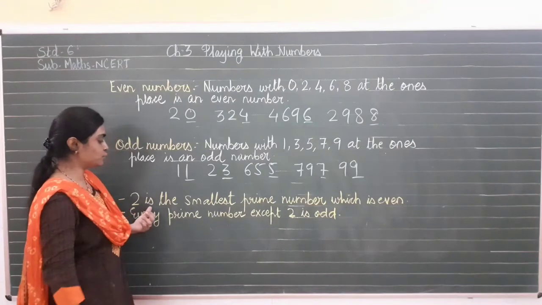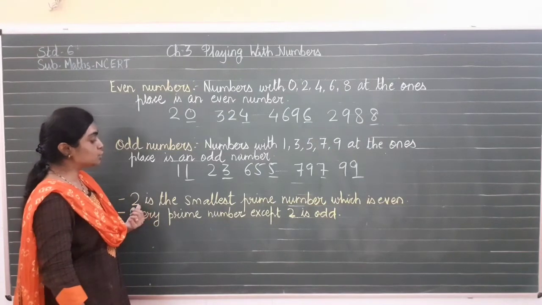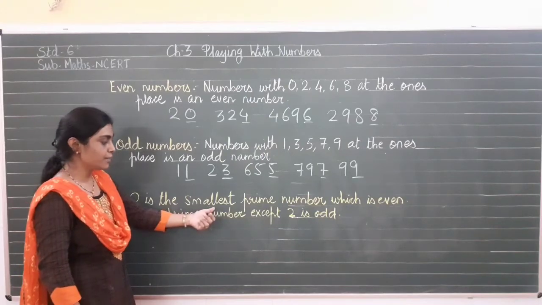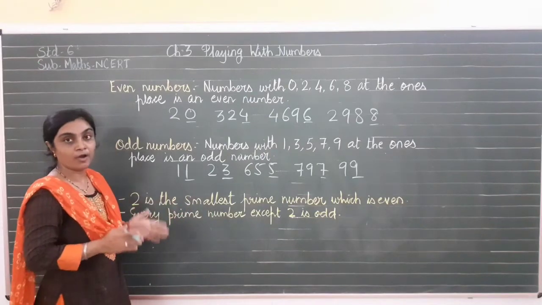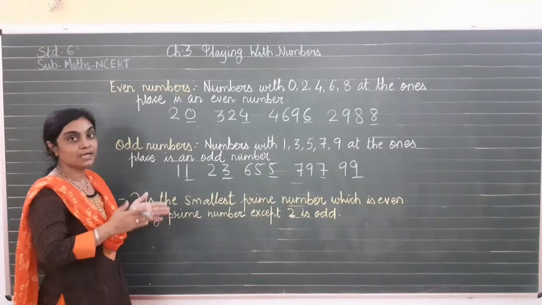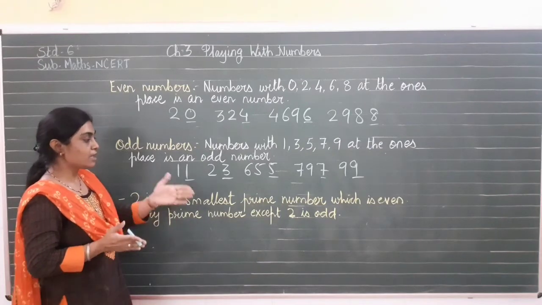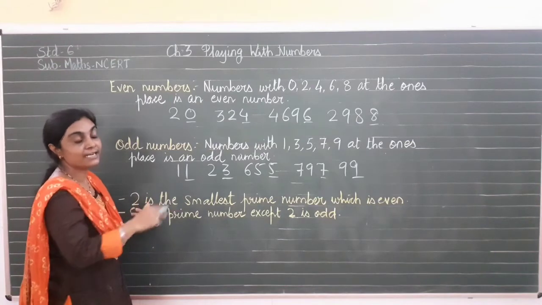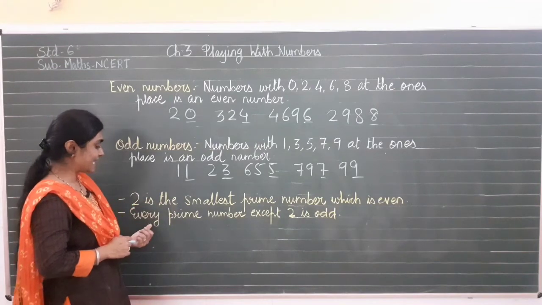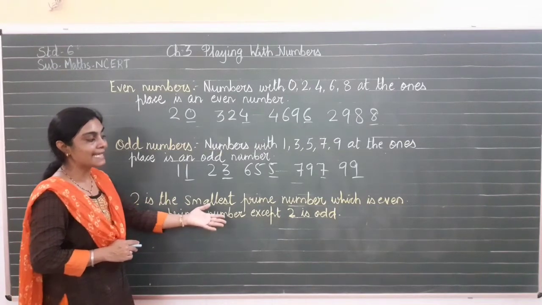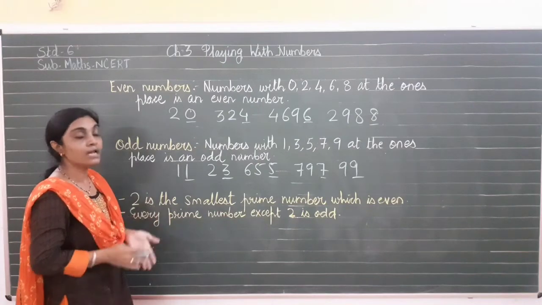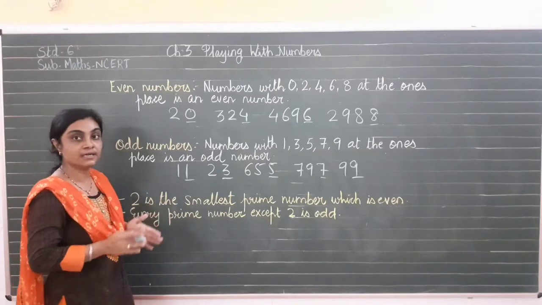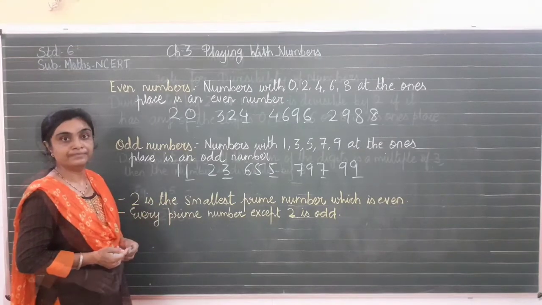Now we can see some 2 points. First point, 2 is the smallest prime number which is even. Now prime number, we all know that it has only 2 factors, 1 and the number itself. So among the prime numbers, 2 is the smallest prime number and that number is even. Second point, every prime number except 2 is odd. So all the prime numbers except 2 are odd, whereas 2 is the even prime number.